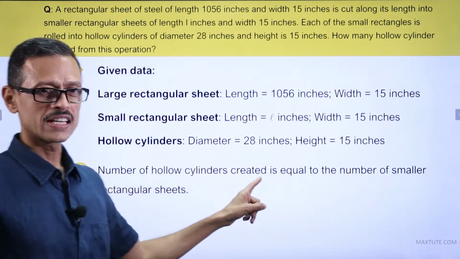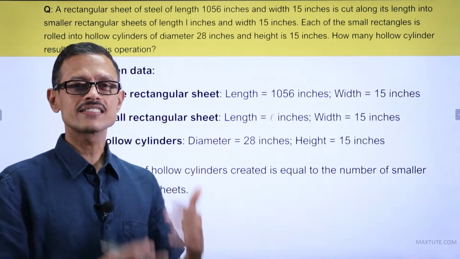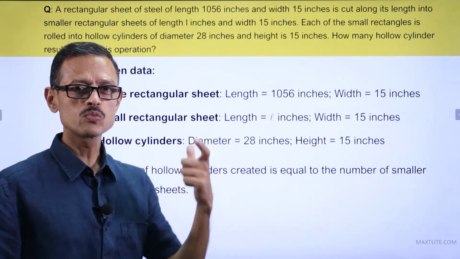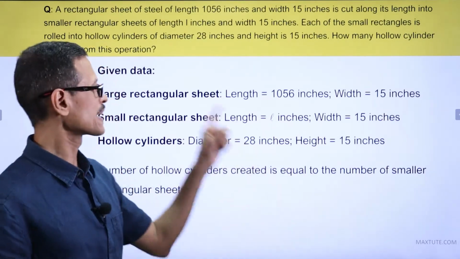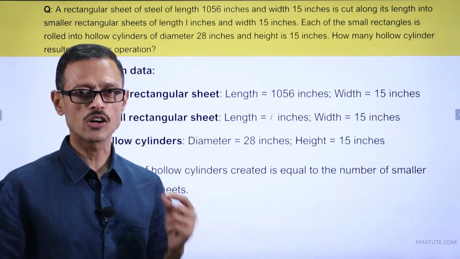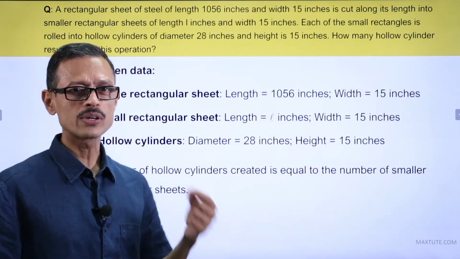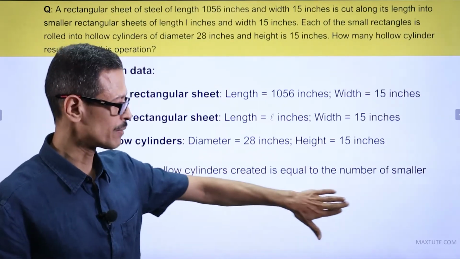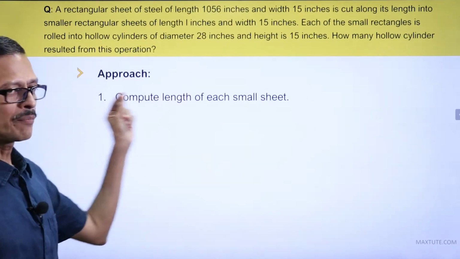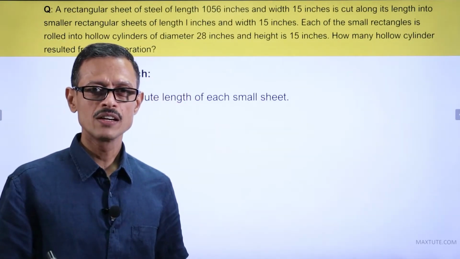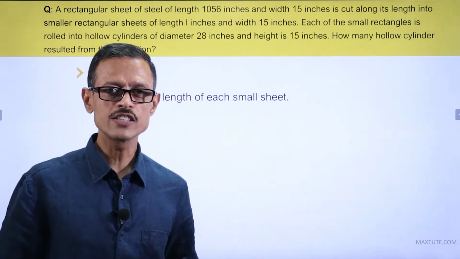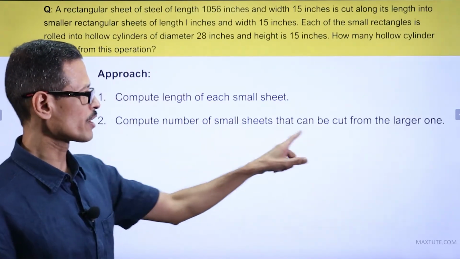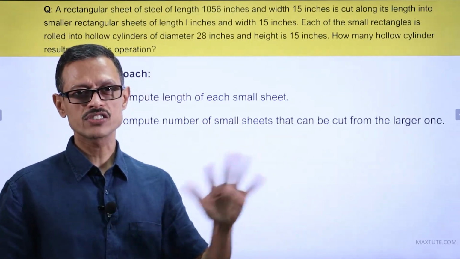The number of hollow cylinders created, which is what we need to find, is the same as the number of small rectangular sheets we get by cutting this 1056 inch long sheet. So all we need to find is the number of such small sheets we can make. How do we go about it? Compute the length of each small sheet. Then 1056 divided by the length of each small sheet gives the total number of sheets, which is the answer to the question.